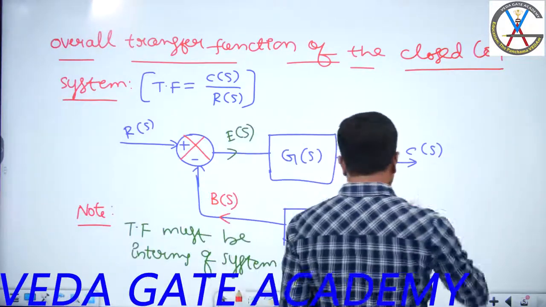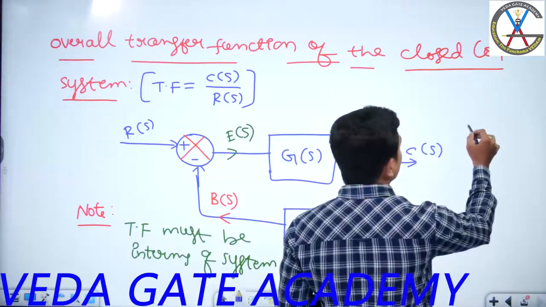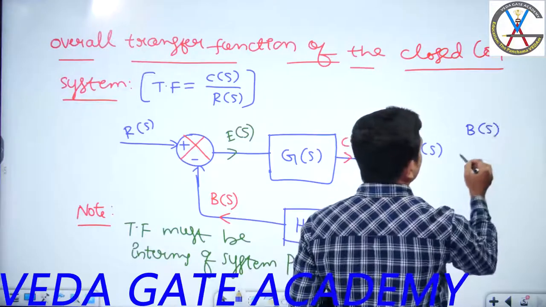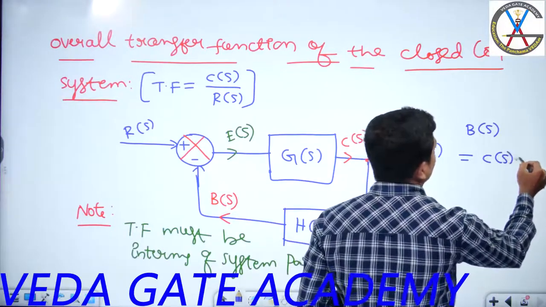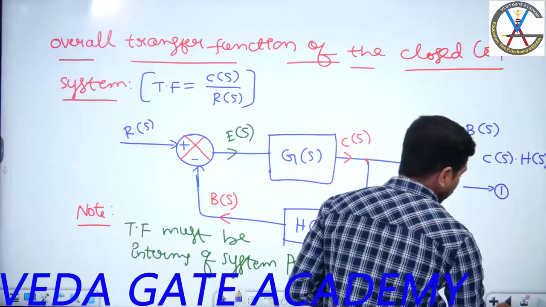Come on here. Let's write what is B of S here. B of S is equal to what we got: C of S into H of S. C of S into H of S. Let's take it as equation one.